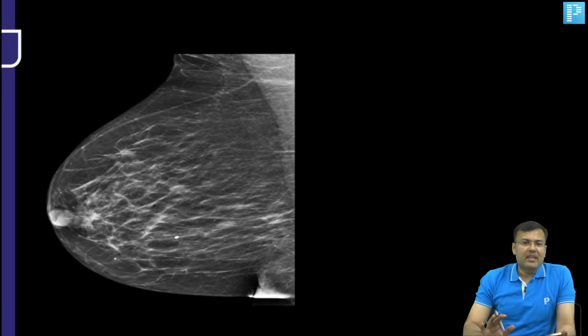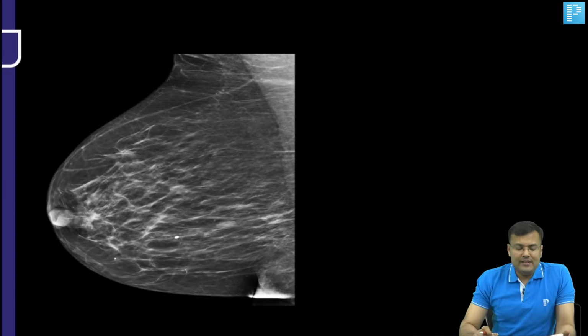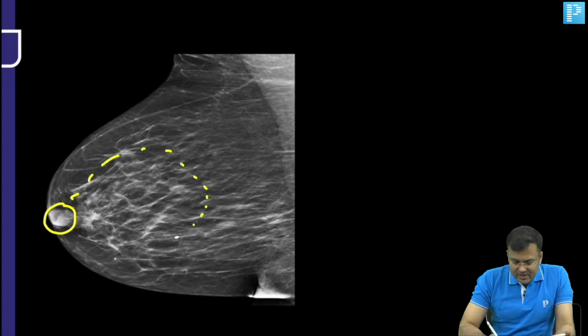Now can you tell me, this is a mammography. On the basis of this mammography, guys, tell me what is the diagnosis? Yes. So in this case you can notice that here there is nipple retraction. Apart from nipple retraction, can you see there is opacity, and this opacity is irregular. Apart from this irregular opacity, you can notice that the patient is having what?